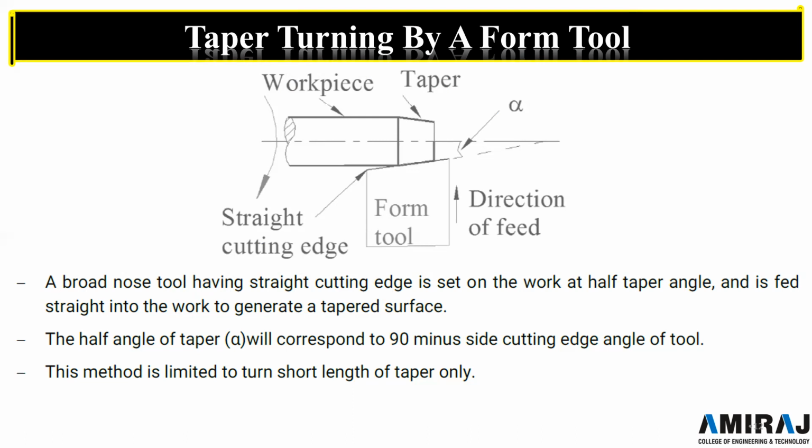The half angle of taper will correspond to 90 minus the side cutting edge angle of the tool. That is, 90 minus the side cutting edge angle will be equal to the half angle of taper. This method is limited to turning short lengths of taper only.